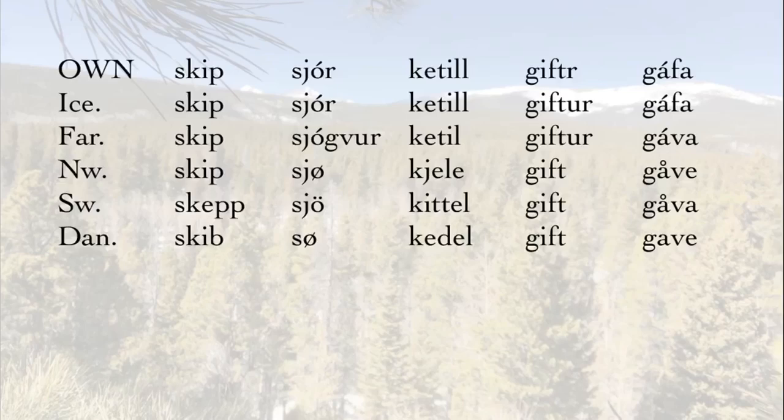In Swedish, what you get from this are somewhat different palatalization outcomes. Skepp, sjö, kittel, gift, gåva. And then in Danish, along with Icelandic, again on the very other end of a lot of other historical developments, you get no such palatalization. So you get skib, sø, kedel, gift, and gave, or it's really something more like give.